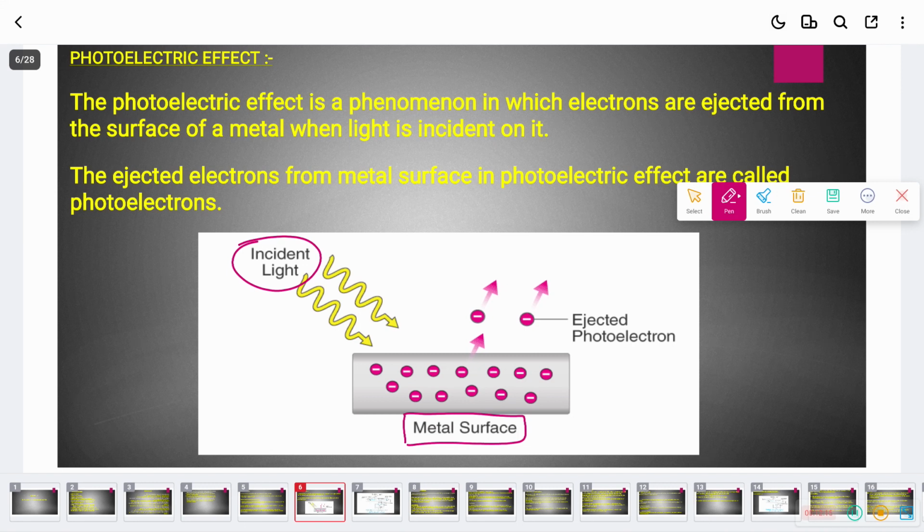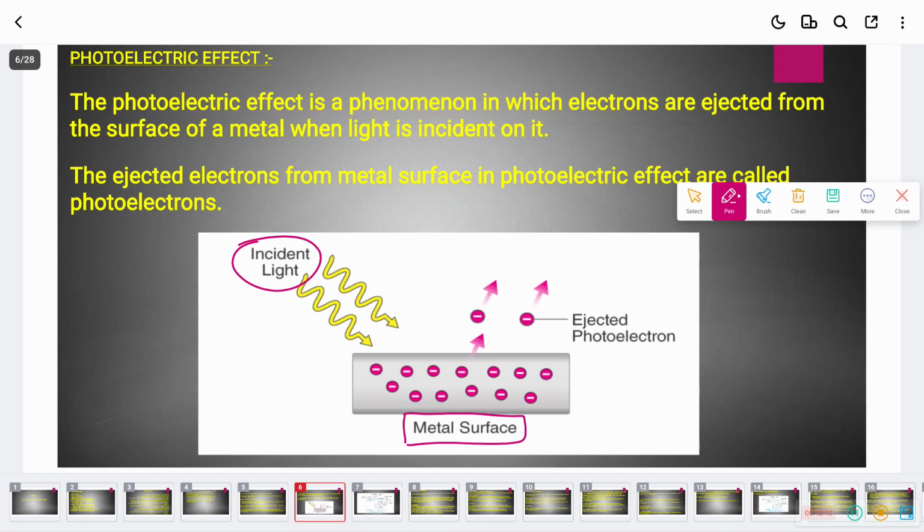Ejected photoelectron. Don't read from there, tell it directly. What is it? Photoelectron. The electron which comes out of the metal surface when light is applied, that electron's name is photoelectron. Photo means light. So why am I calling it photoelectron? Because due to light only that electron came out. That's why the name is photoelectron. Understood? Sit down. Now next, listen.